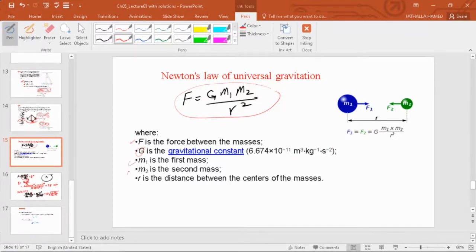M1 is the first mass, M2 is the second mass. R is measured from the centers. Okay, so we basically go from the center here to the center there. Okay, that's how you measure things. And this is the force of gravity between any two objects.